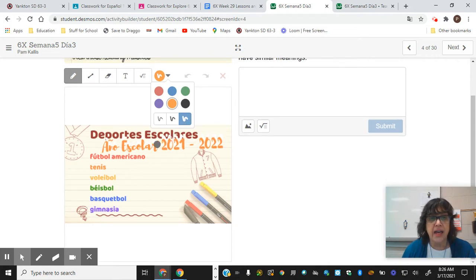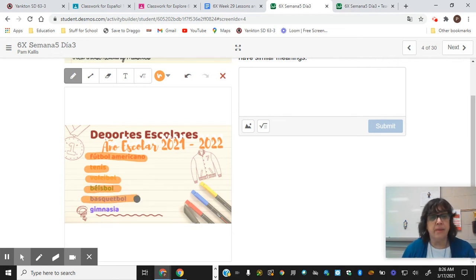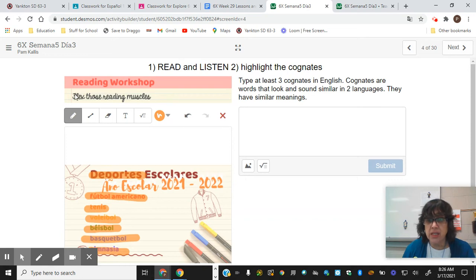So what are cognates I can figure out? Well, I know that fútbol americano is football. I know that tenis is tennis. Voleibol is volleyball. Béisbol is baseball. Basketball is basketball. And if we're talking about sports, I bet gimnasia is gymnastics. I also can guess that deportes means sports. So that's a lot of cognates that I could do. So when I have these in Desmos, you guys can highlight or you can just write. So I can just write. Pretty cool. You do not need to hit submit.